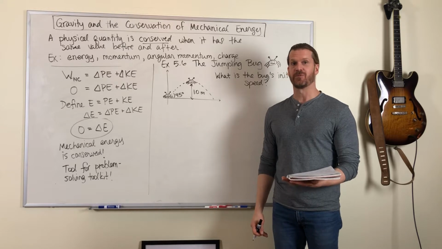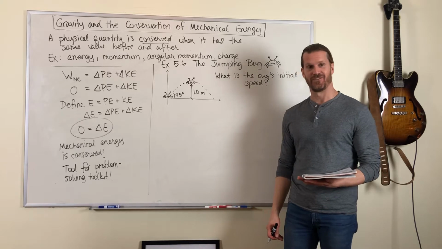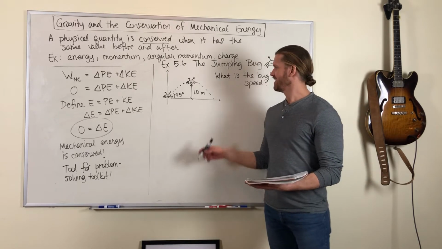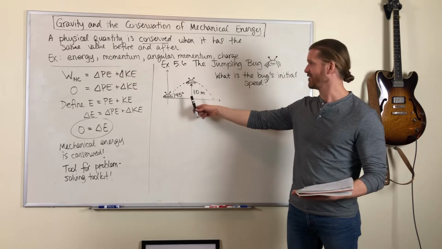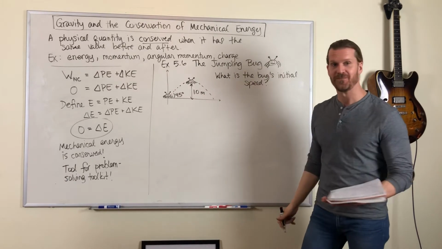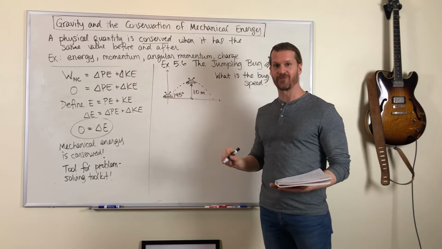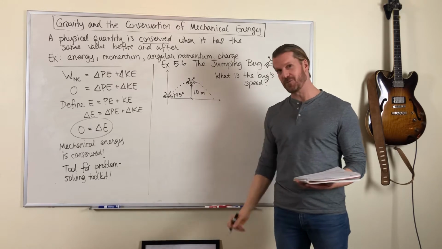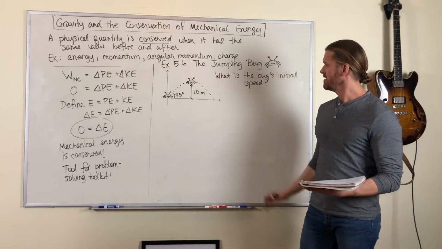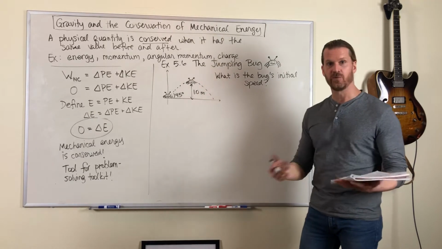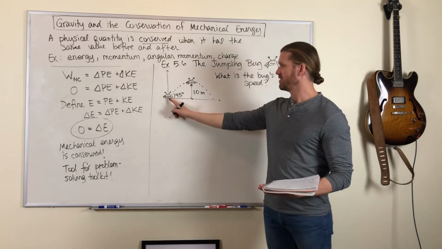Let's take a look at example 5.6 from your textbook, the example of the jumping bug. We have a bug, I think it says grasshopper in your book. I can't draw a grasshopper, all I can draw is this. And the bug jumps at a 45-degree angle, reaches a maximum height of 1 meter, and then lands. So just from this information, can we figure out what the bug's initial speed was when it first jumped?